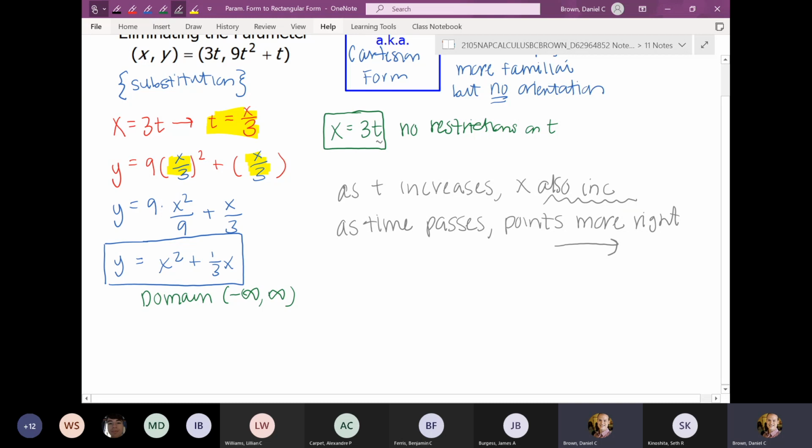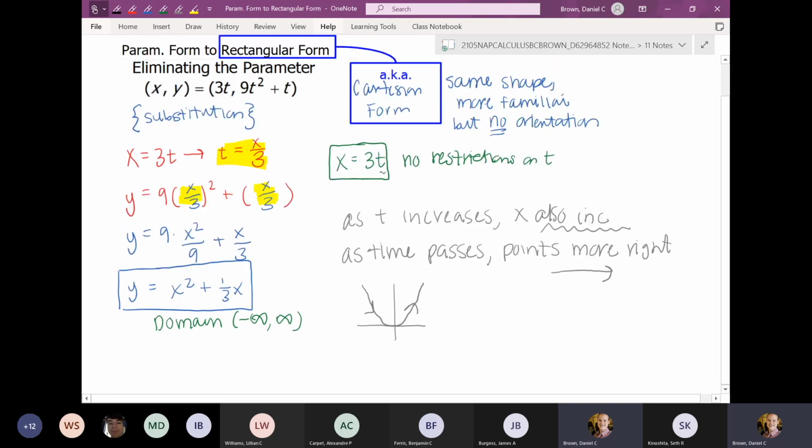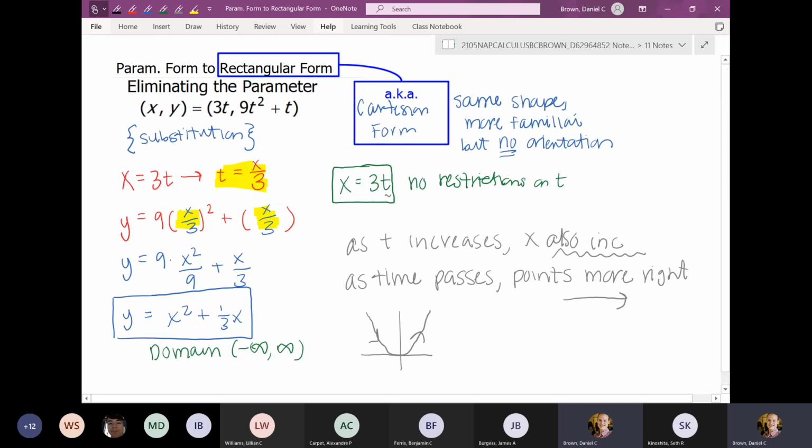So putting all that information together, I knew I had this quadratic shape. There are no restrictions, so I knew it was the full quadratic. As t increased, x increased, so I knew it had to be a quadratic moving in the direction from left to right.